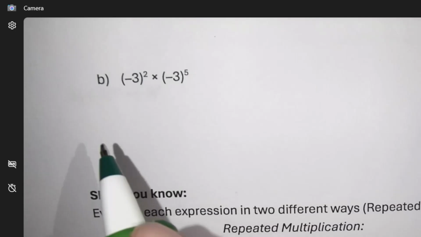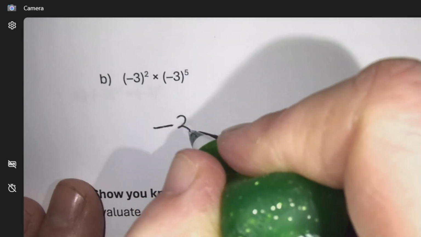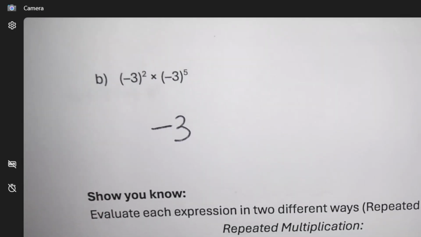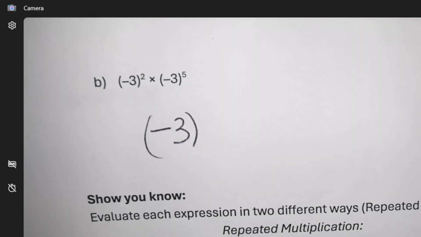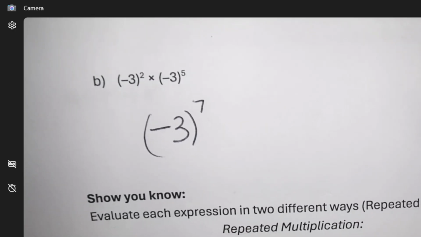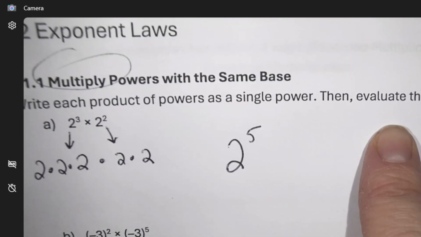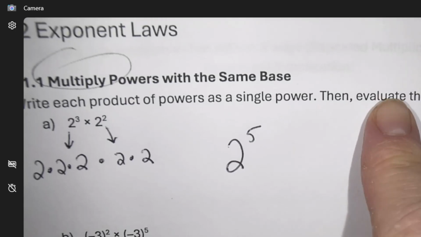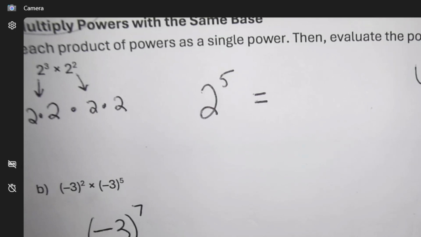This one, do they have the same base? Yep. What is the base? -3. Should I put that in brackets or does it matter? It matters. That -3, how many times would you repeat it at the very end? 7. Okay, it says to evaluate as well. So we better go back here. It says evaluate. So that word in math means get me that answer, give me the number. So evaluate. We're going to do this one without our calculator and we'll do this one with our calculator.